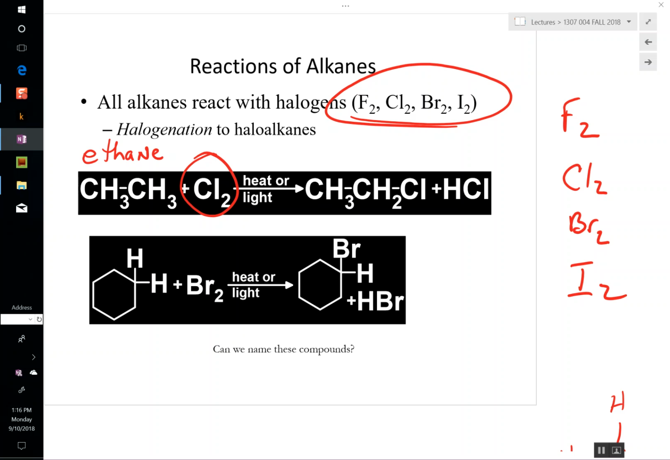Okay, I'm going to put some names of molecules on the board, and you can come up here and draw them, whoever wants to volunteer to draw.